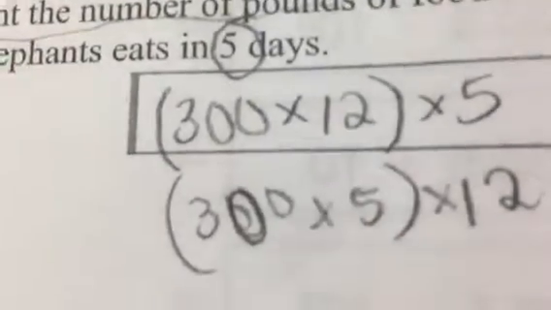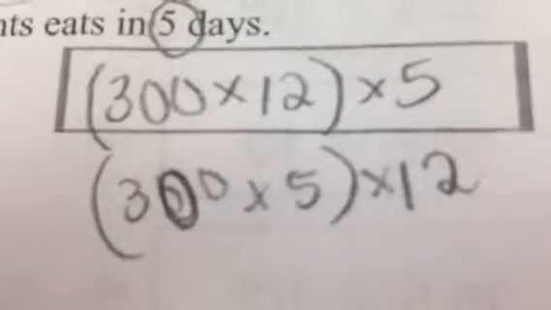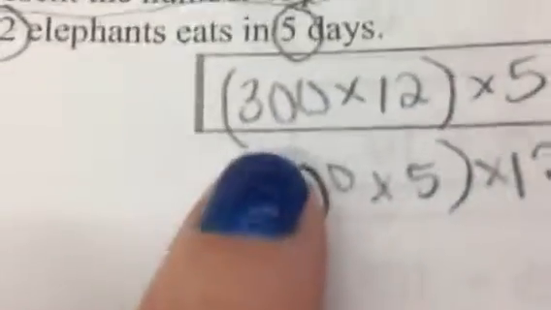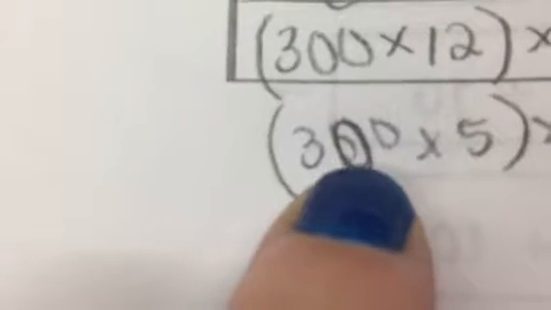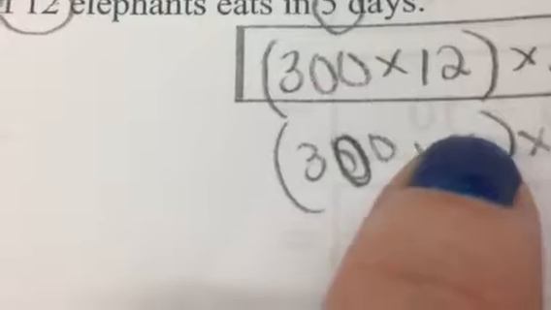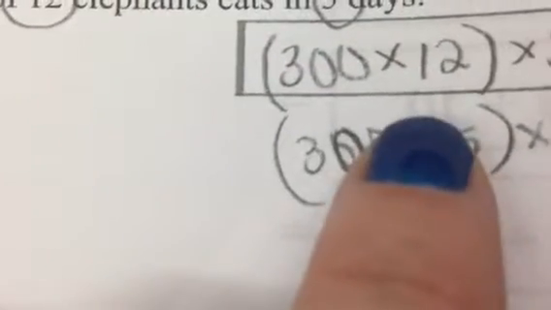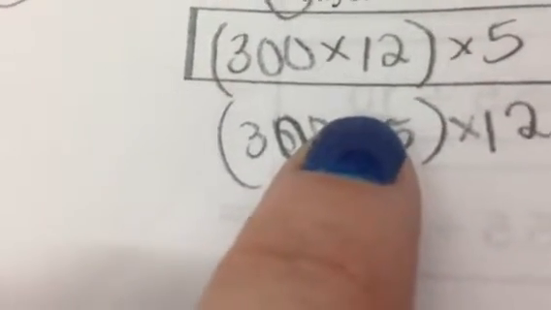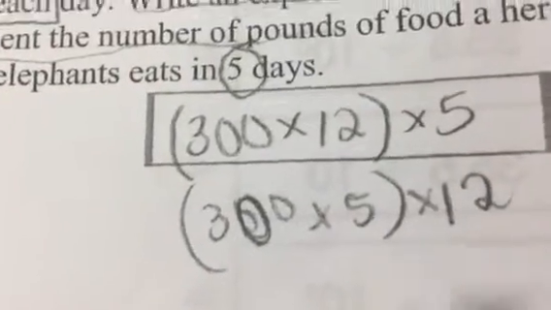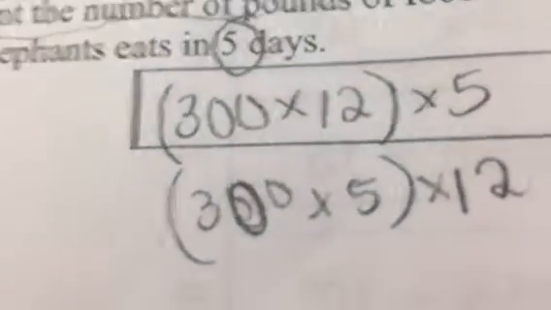But that's not the only way you could have solved it. Remember that when you're multiplying factors, you can change your order of factors. So I could also have done one elephant is going to eat a total of 300 pounds for 5 days. So when I multiply these two together, that would tell me how much one elephant eats in 5 days. And then multiply the total of one elephant times the total of 12. Either way, you'll get the same answer.